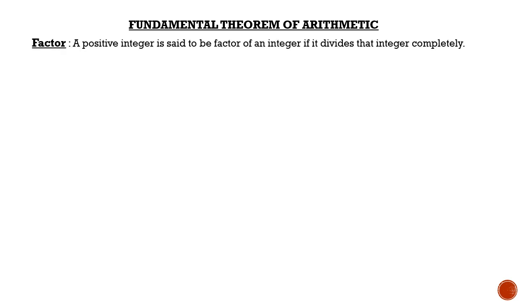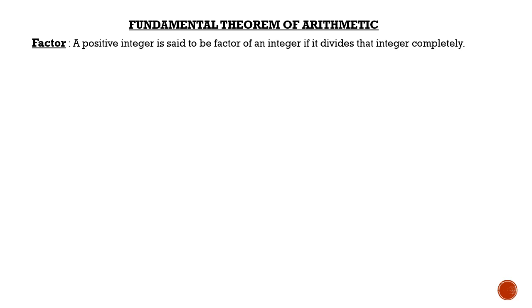What is a factor of a number? A positive integer is said to be a factor of some other integer if it divides that integer completely. For example, if we have the number 12, we can say that 3 is a factor of 12 because 3 divides 12 completely, meaning it does not leave any remainder. That is, the remainder is 0.